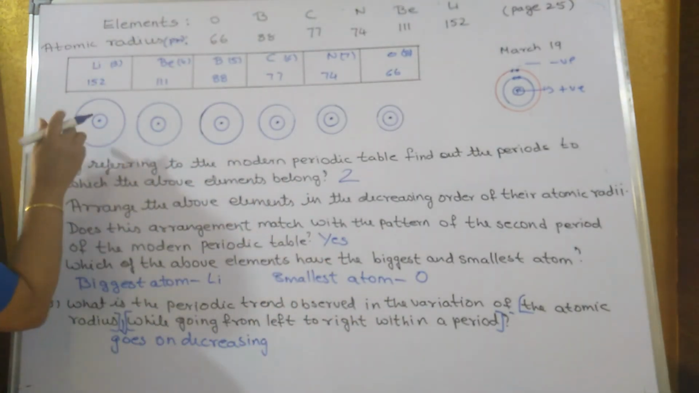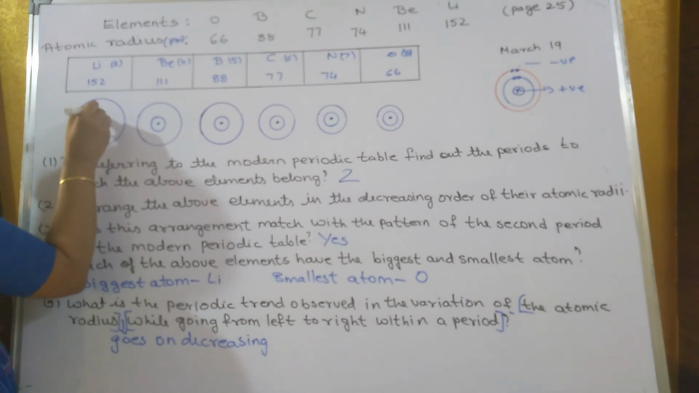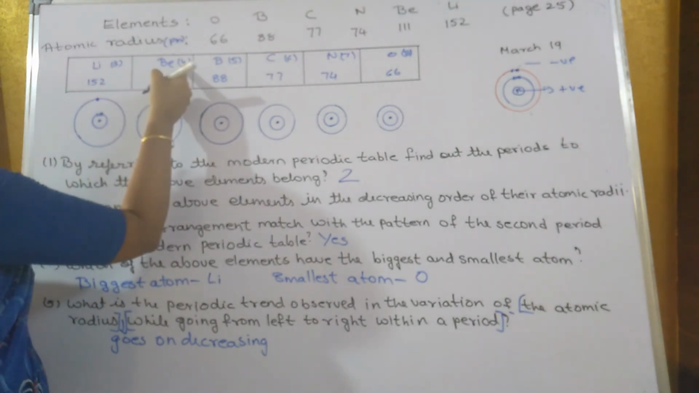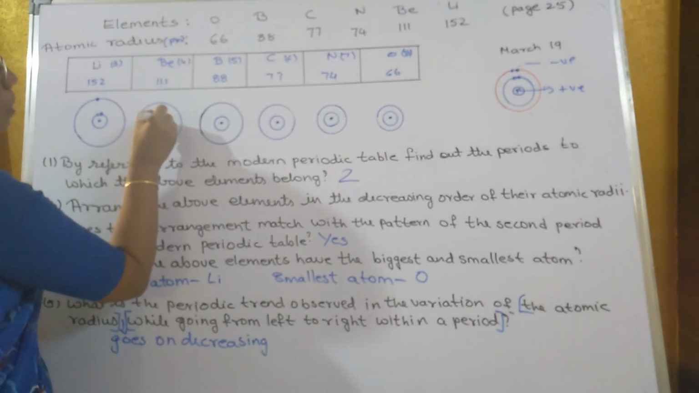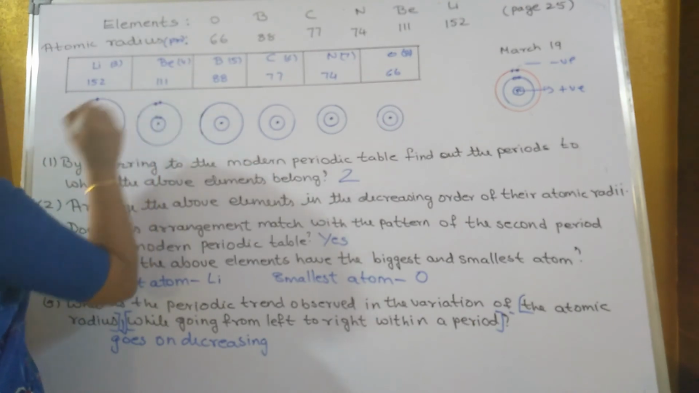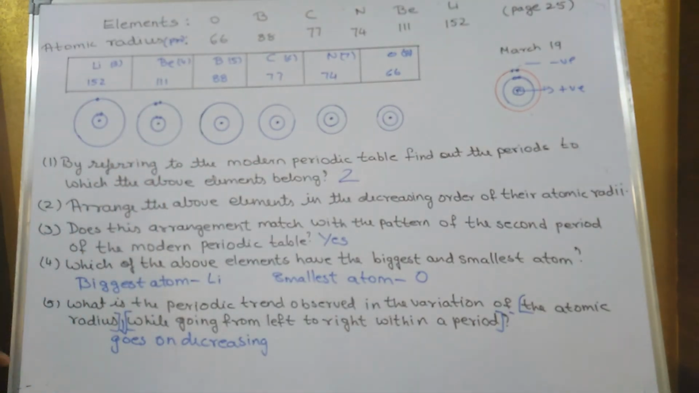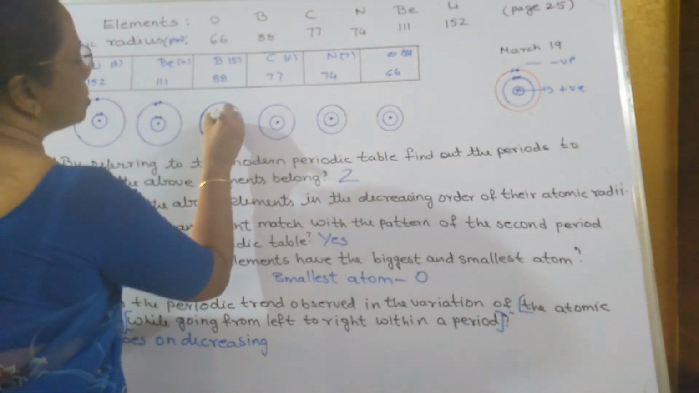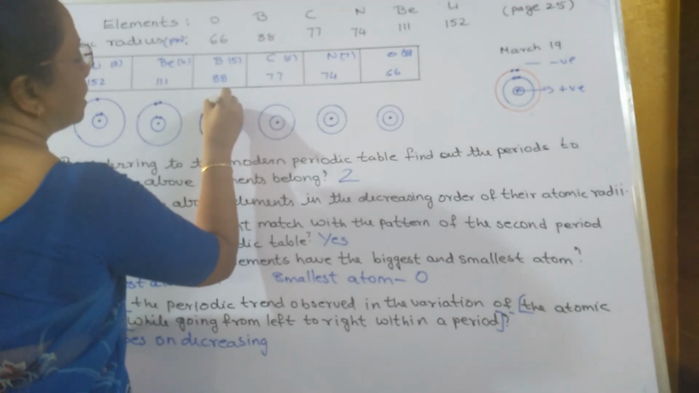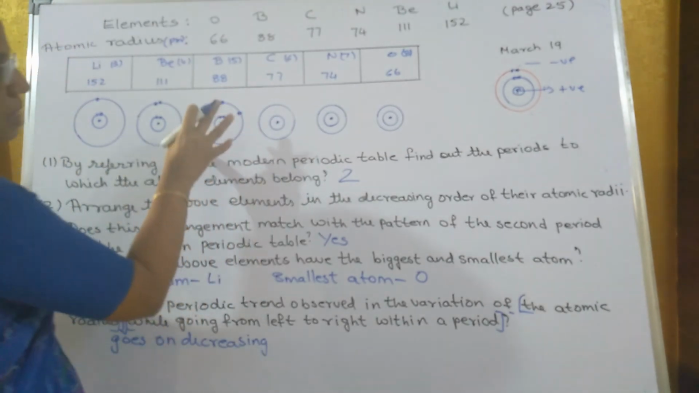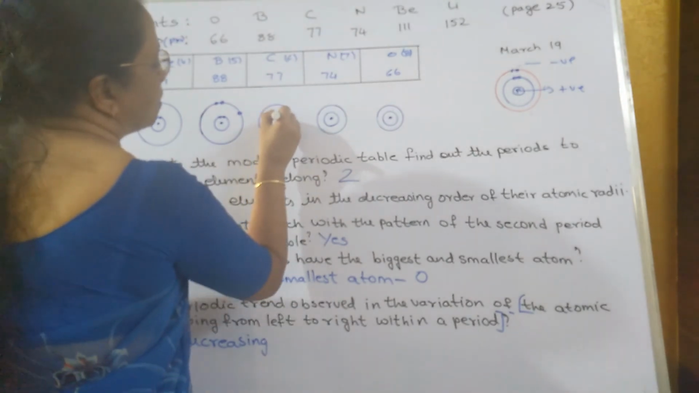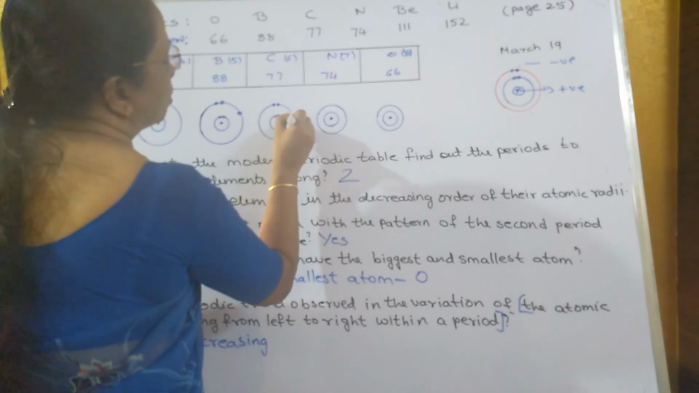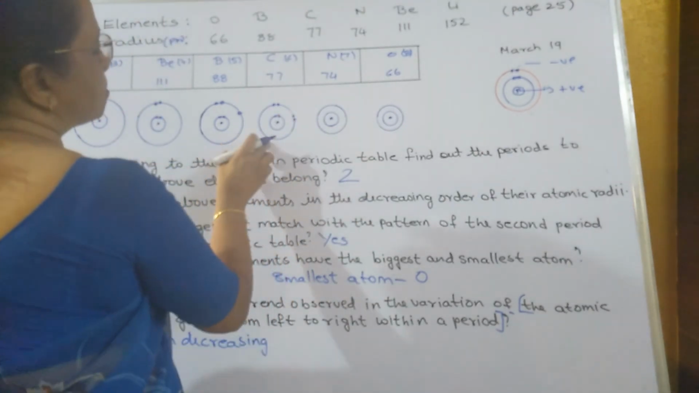Over here in the first shell there are 2 electrons, and in the second shell it has only 1 electron. Next, for beryllium, in the first shell 2 electrons, and in the next shell also 2 electrons. So 1 electron has increased over here, so the size became smaller. In the next one, 2 electrons in the first shell, and in the second shell there are 3 electrons, so the size becomes still smaller. In the first shell there are 2 electrons, and in the next shell there are 4 electrons, so the size becomes still smaller than this.